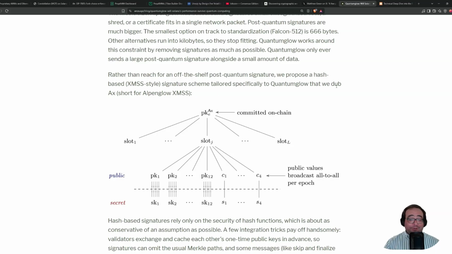So what do we have here? This is AX or AX, not sure how they pronounce it. Yeah, maybe AX, Alpenglow XMSS. So the core signature here for consensus is hash-based crypto. It's a variation of XMSS, a stateful hash-based signature scheme. So every time I hear stateful, yes, I'm happy, relatively small signatures compared to a stateless scheme.